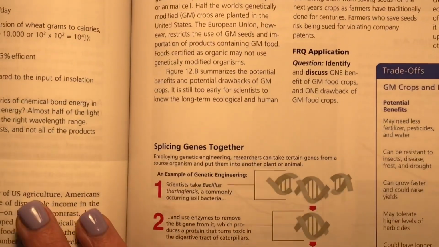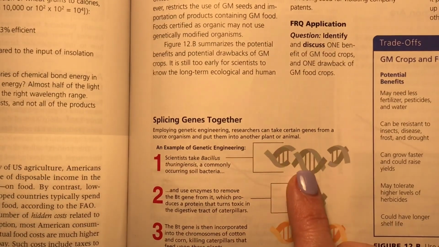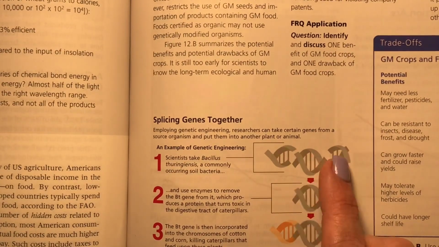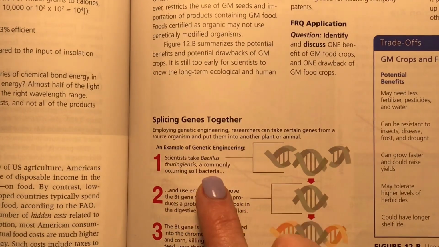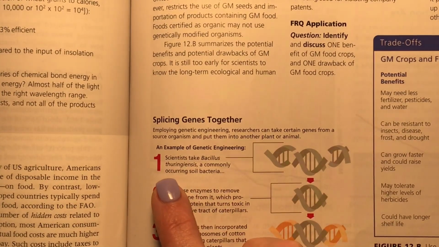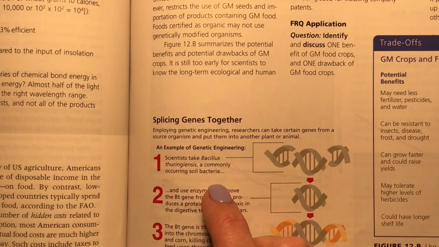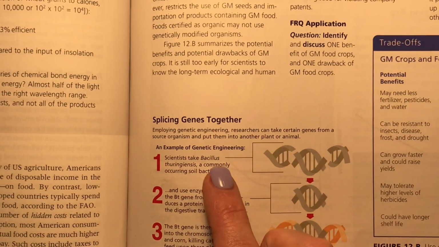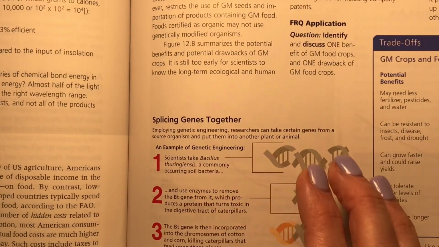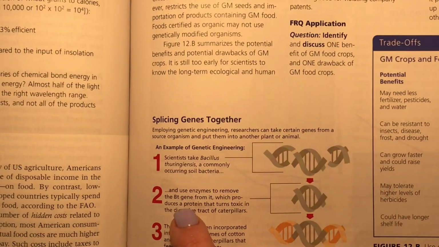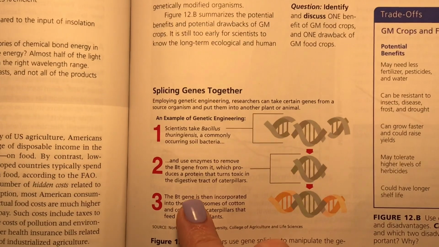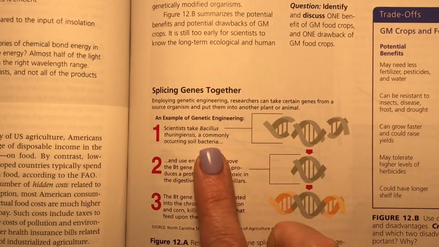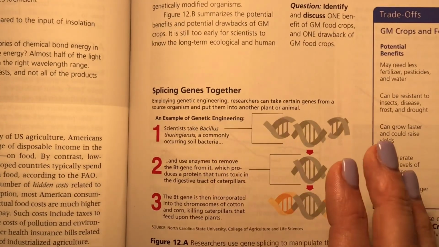So how does this work? So you find a bit of DNA. This is very common. You may want to tuck this into the back of your head. This Bacillus, just the Bt bacteria, let's just go ahead and go with that. That's what it's called, capital B, lowercase t. Right here, so the Bt gene, which produces a protein that turns toxic in the digestive tract of caterpillars. So in other words, this bacteria produces an enzyme that essentially kills caterpillars.